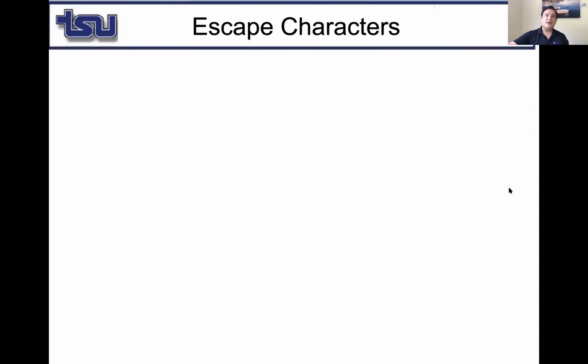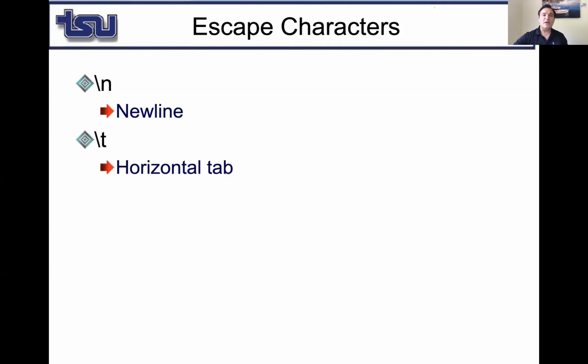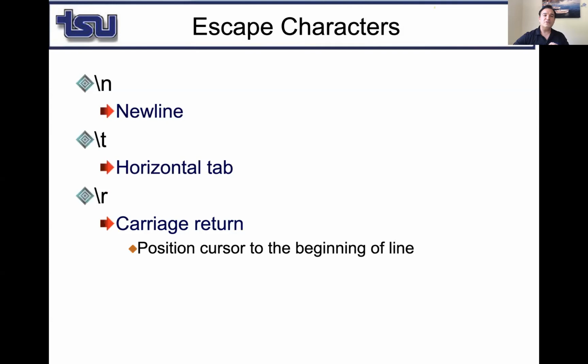Okay, escape characters. Backslash n in that string was an escape character. It meant new line. But there are some other characters that we use. For example, backslash t tells Java that it should give a horizontal tab space between two words. Or backslash r is called carriage return. It positions the cursor at the beginning of the line.